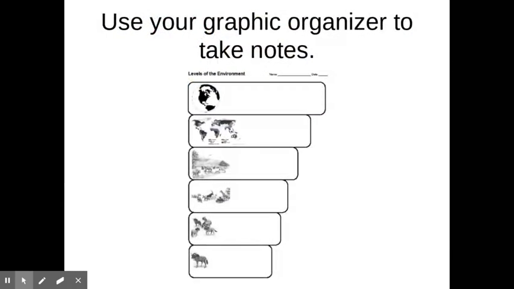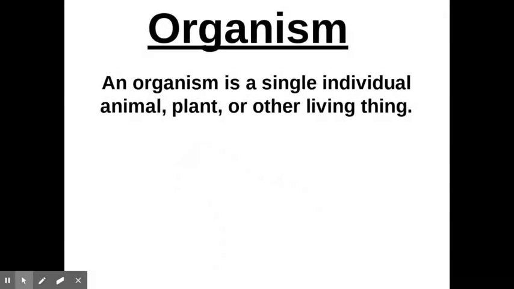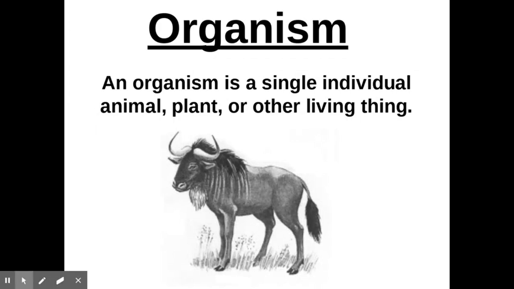Okay, so this is the graphic organizer you will be using to take your notes. So make sure you have that up. Now, the first part, organisms. So an organism is a single individual, animal, plant, or other living thing. So at the bottom of your notes page, you will write this in.